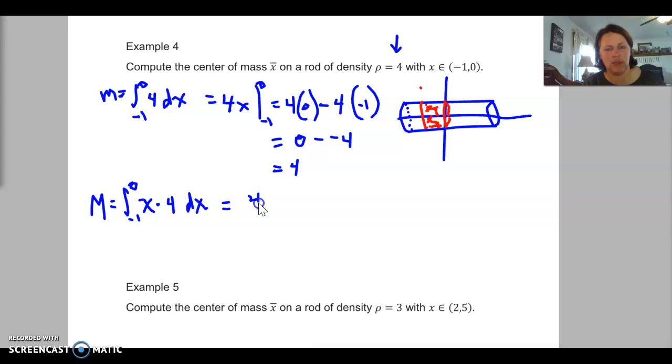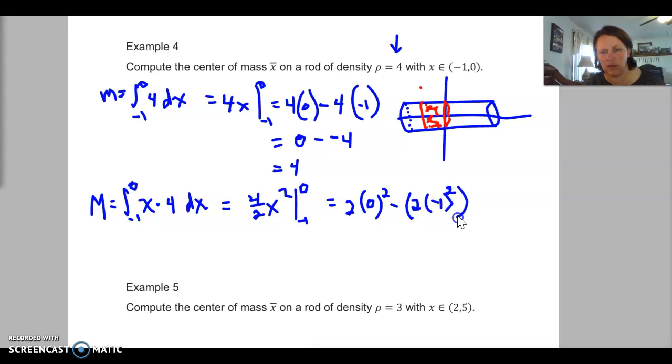And so that will equal 4 over 2 x squared evaluated from -1 to 0, which is then going to be 2 times 0 squared minus 2 times -1 squared, which is then 0. That becomes negative, so minus 2, which is equal to -2. All right, so -2 is going to be our moment.